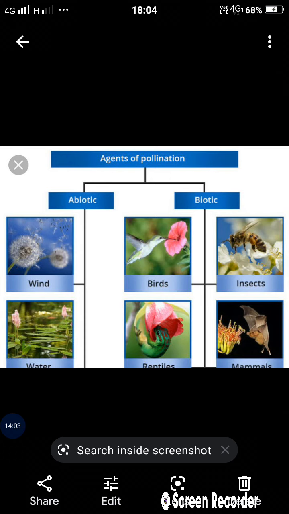First, we discuss the abiotic agent, wind pollination, called anemophily. Anemophily is pollination that takes place by wind. And hydrophily is pollination that takes place by water. In that, we discuss two types, epihydrophily and hypohydrophily. Epi means above, hypo means below. Pollination below the water surface is called hypohydrophily, and pollination above the water surface is called epihydrophily. Some adaptations take place in both types of pollination. After that, today we discussed bird pollination, called ornithophily, insect pollination, called entomophily, and bat pollination, called chiropterophily.